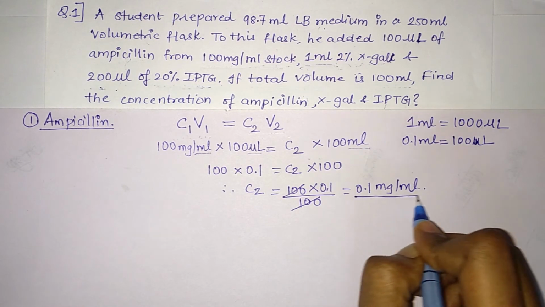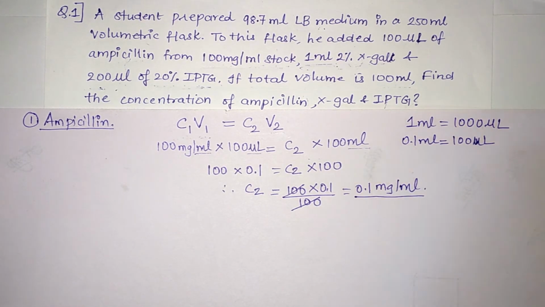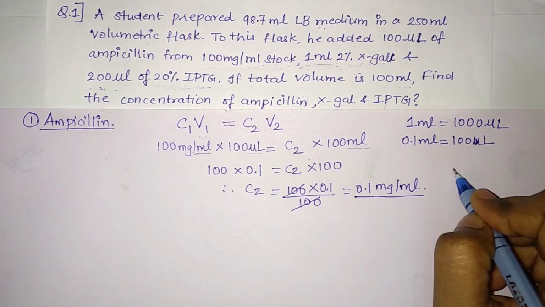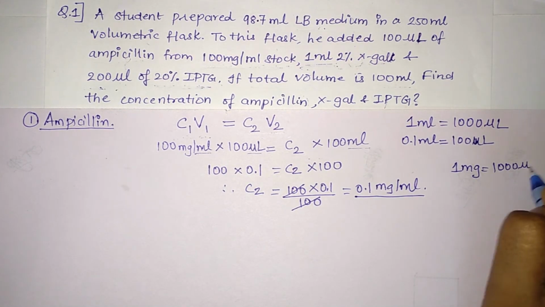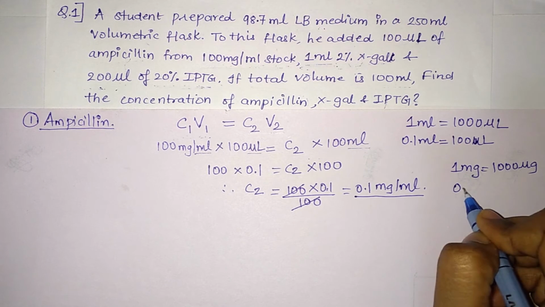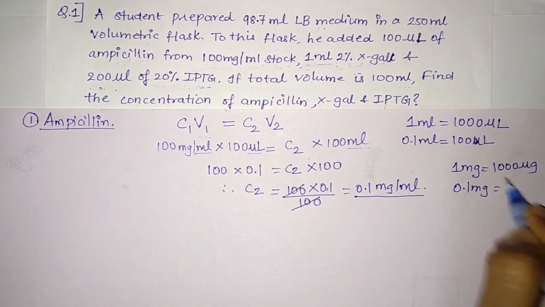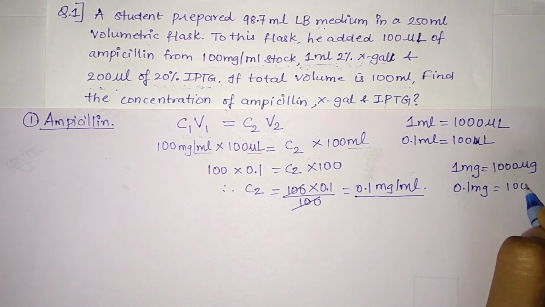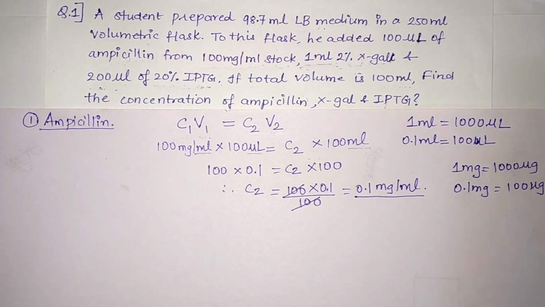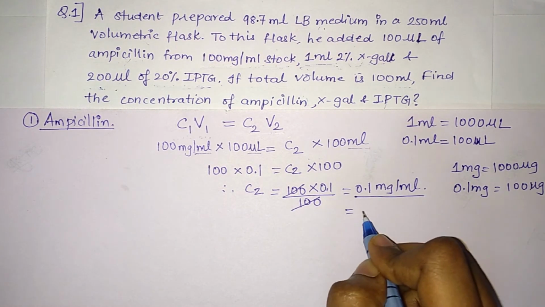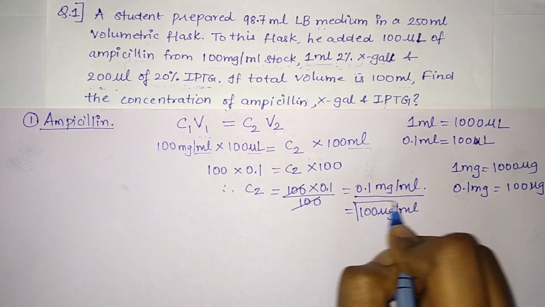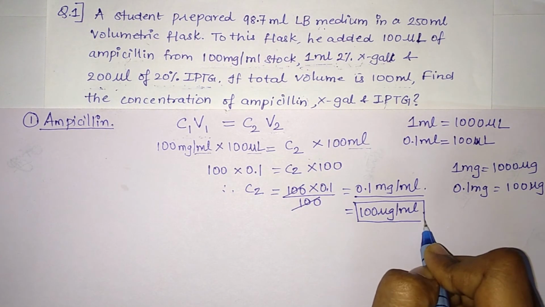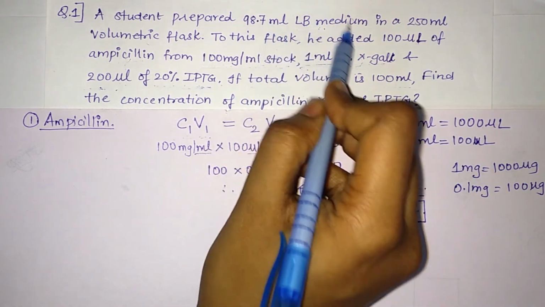Now what do we do if we have to convert this into microgram per ml? Again we know that 1 mg is equal to 1000 micrograms. Therefore 0.1 mg will be equal to 100 micrograms. So this will also be equal to 100 microgram per ml. Thus we have found the concentration of ampicillin in our LB medium.